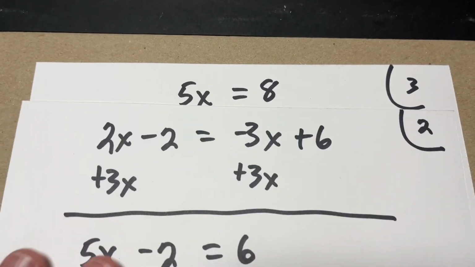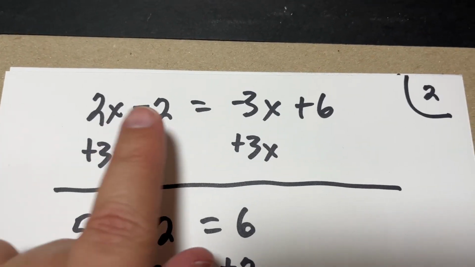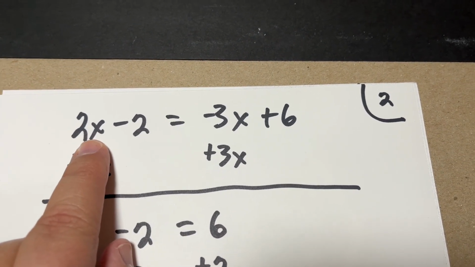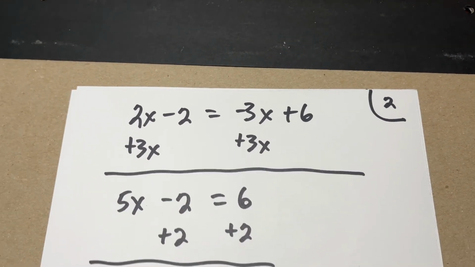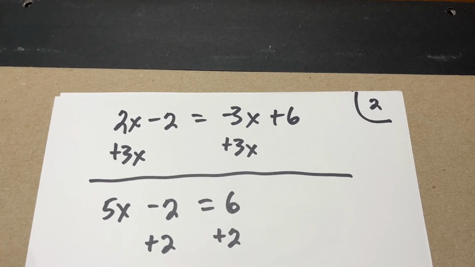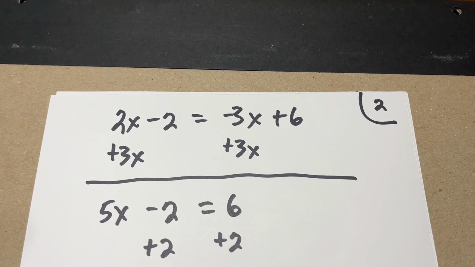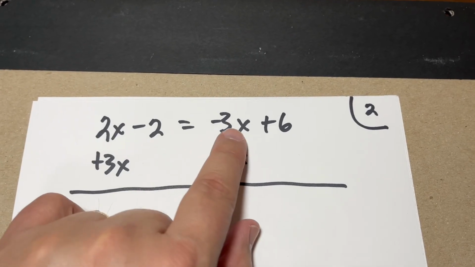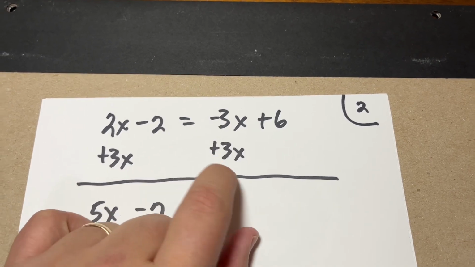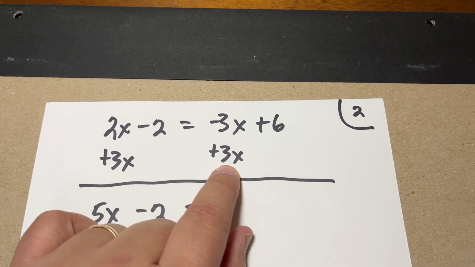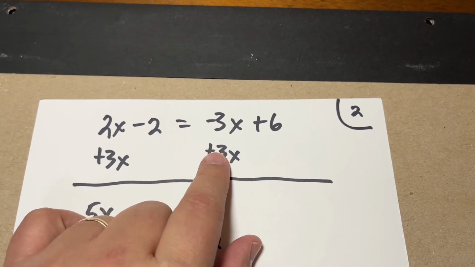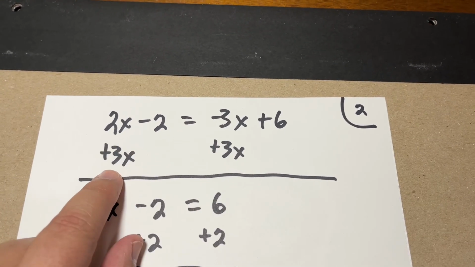So the next step is that I'm going to get this -3x over here on this side. The strategy is to get all the x values, the variables, over on the left side, and get all the constants, the numbers, over on the right side. So I'm going to have to move that over there. Well, the way you get rid of a -3x is that you add a +3x, because that way these will cancel. And if I add a 3x over here, I have to add a 3x over here.